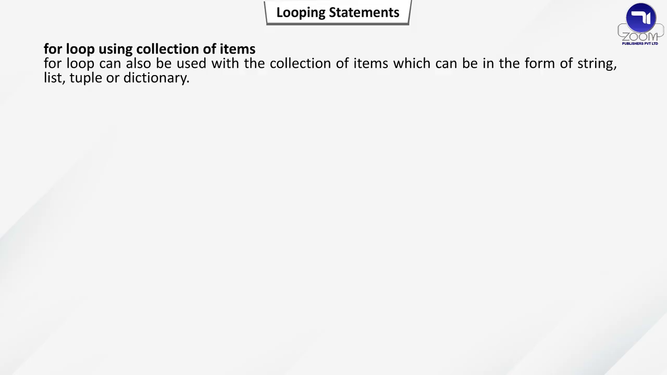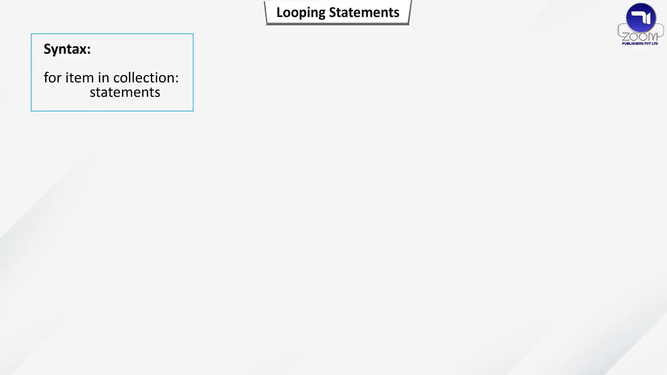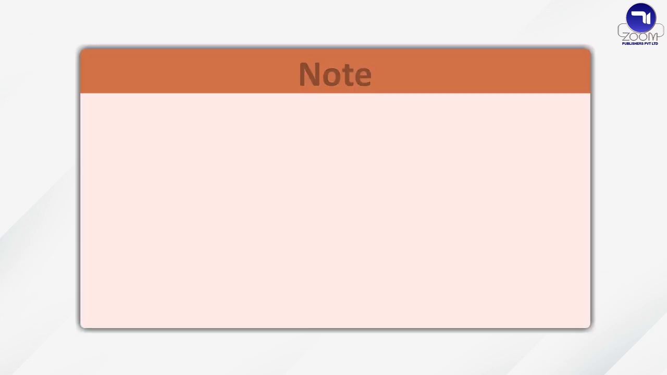For loop, we used collection of items. For loop can also be used with the collection of items, which can be in the form of string, list, tuple, or dictionary. Syntax: for item in collection: statements.